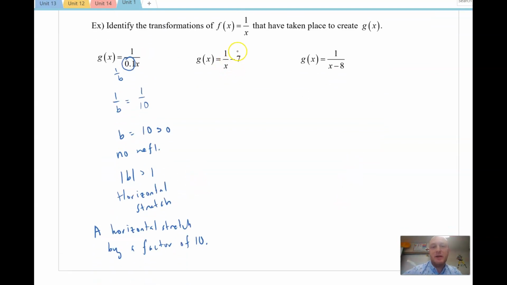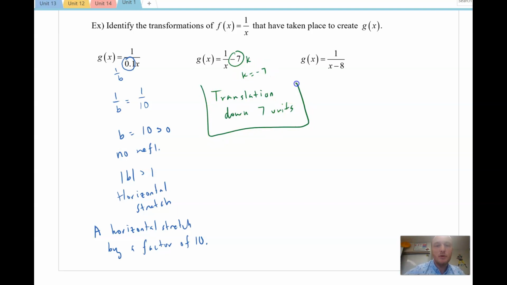Okay, next, moving right along. G of x equals 1 over x minus 7. Hey, this is a k value, super easy. Translation up, not up, down 7 units. That's what I get for not writing out k equals negative 7. K equals negative 7. It's down. All right. And box your answer. There you go.